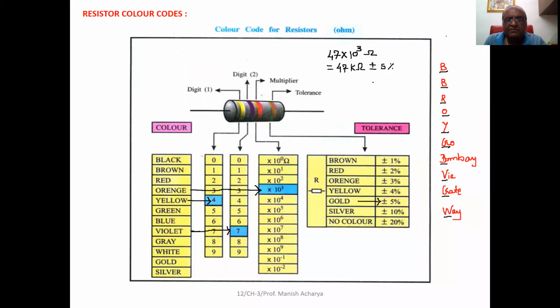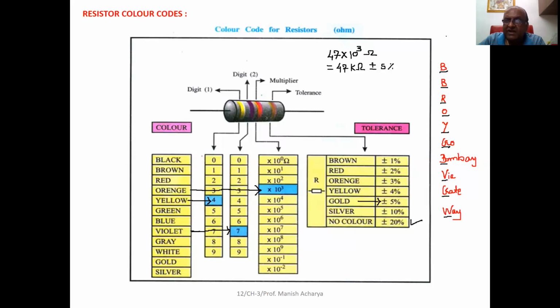But if beyond this range the variation takes place, then there are chances for the damage of this resistor. This is the tolerance. And if the fourth color is not given to you, then be careful here. See the tolerance. No color means 20% tolerance. For all other colors, the tolerances are given to you.